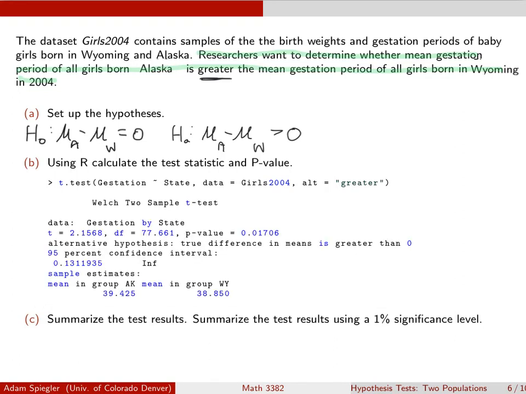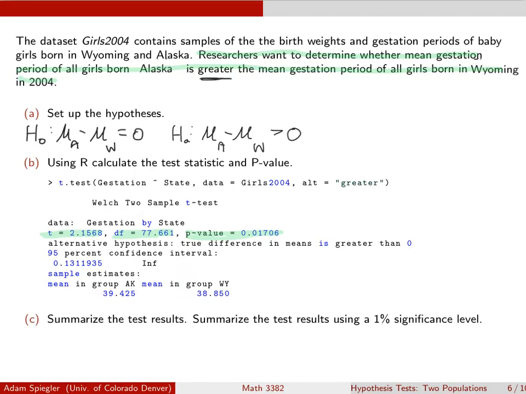When we do that, here's the output that we get. This tells us we're doing a two-sample t-test using Welch's approximation for the degrees of freedom. Down here we can see the degrees of freedom that we get from Welch's approximation. Over here is our test statistic, which is about 2.1568. It also calculates the p-value for us, all in one shot.